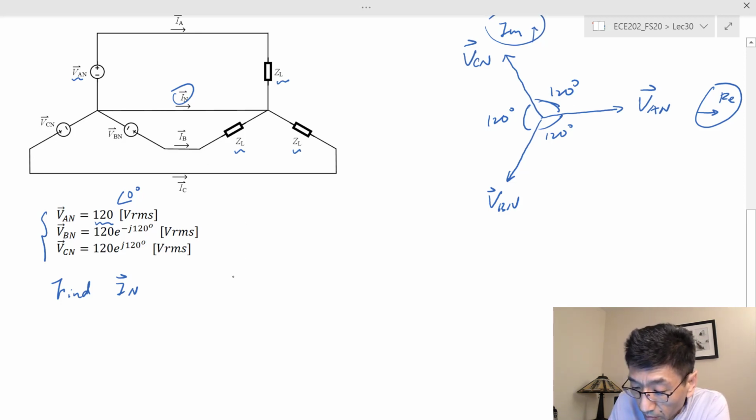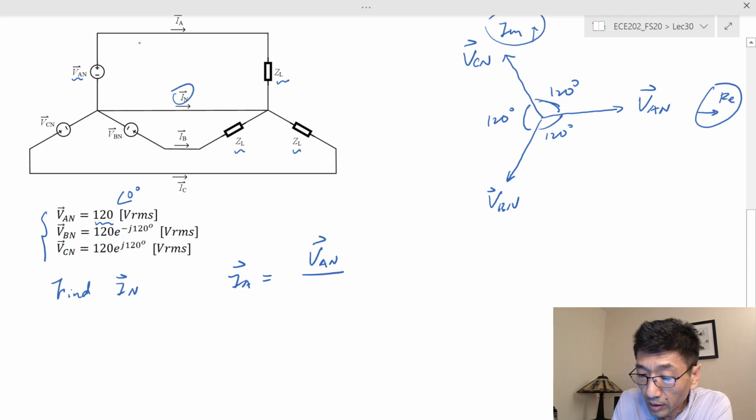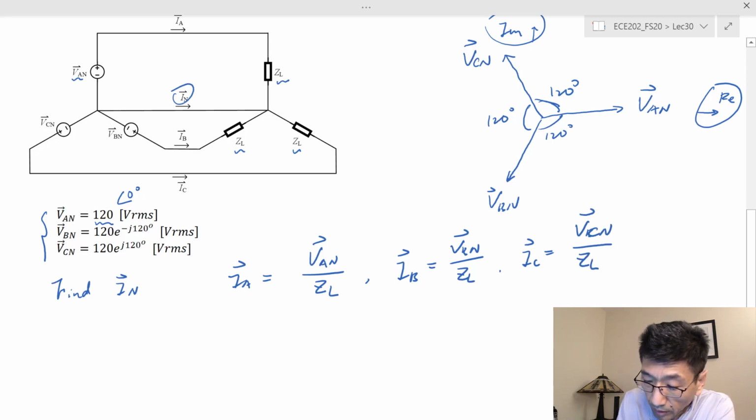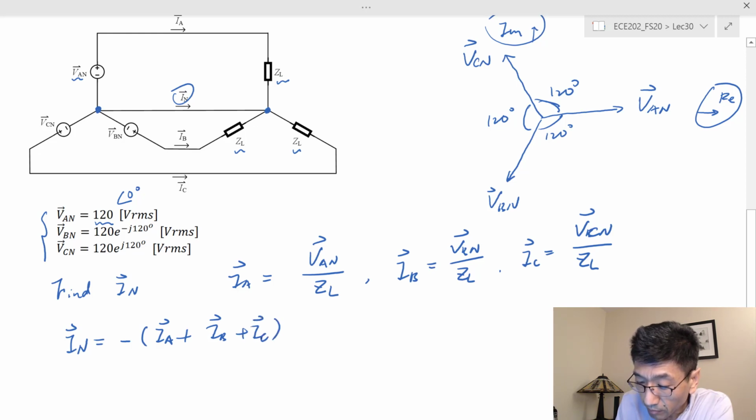Okay, so I sub A is going to be equal to VAN divided by Z sub L. This is very simple, right? Each circuit has the voltage and a single impedance. I sub B is equal to VBN divided by Z sub L, and I sub C is equal to VCN divided by Z sub L. And if you apply KCL at this point, you will get I sub n is going to be equal to negative IA plus IB plus IC, right?